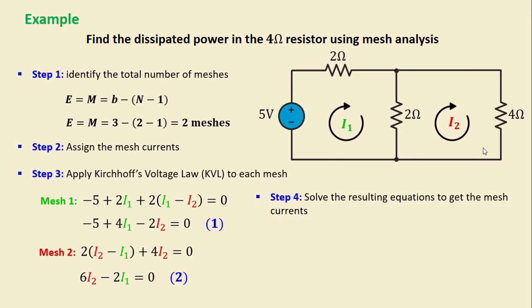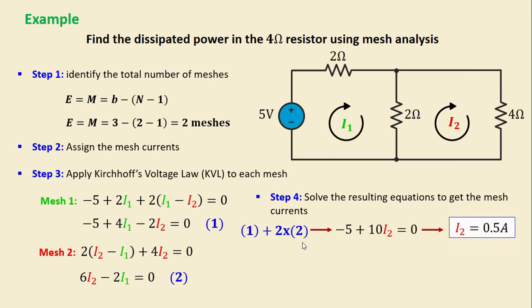Step number 4 is to solve the resulting equations to get the mesh currents. If we do equation 1 plus 2 multiplied by equation 2, we have negative 5 plus 10I2 is equal to 0. Finally, we have I2 is equal to 5 over 10, 0.5 amps. We go back now to equation 2. We already found I2. Then we have I1 is equal to 3 times I2. We obtain I1 equal to 1.5 amps.